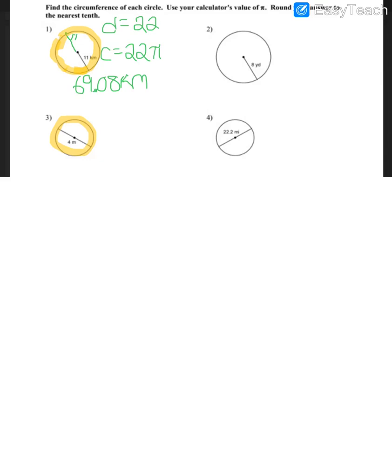Next one's pretty similar. If the radius is 8, the diameter has to be twice 8, so that would be 16. And then the circumference would be 16 pi. So 16 times 3.14 gives us 50.24 yards.